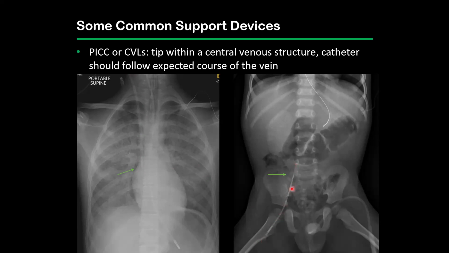This is a femoral CVL. Sometimes they're short, sometimes they're long. This one ended up being a little bit shorter, but its tip is overlying where we expect the right common iliac vein to be.